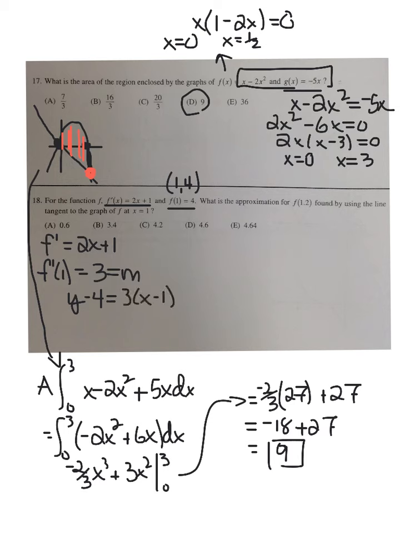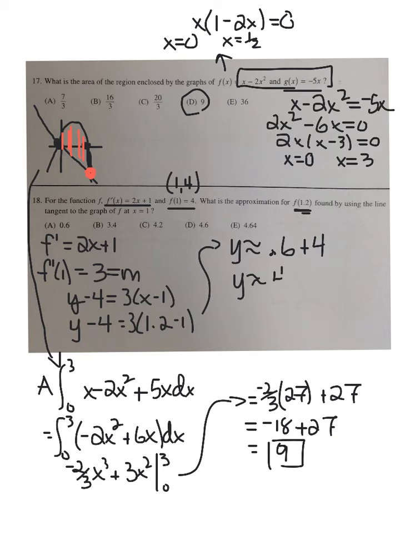Now they want me to find an approximation for f of 1.2. Remember that 1.2 is an x value. So y minus 4 equals 3 times 1.2 minus 1. I'm going to get the y by itself. Now this is an approximation, so I'm going to use the approximate symbol. 1.2 minus 1 is just 0.2, times that 3 is 0.6. So I'm going to have 0.6, and then I'm adding that 4 over. So my approximation would be 4.6, and that is choice D.